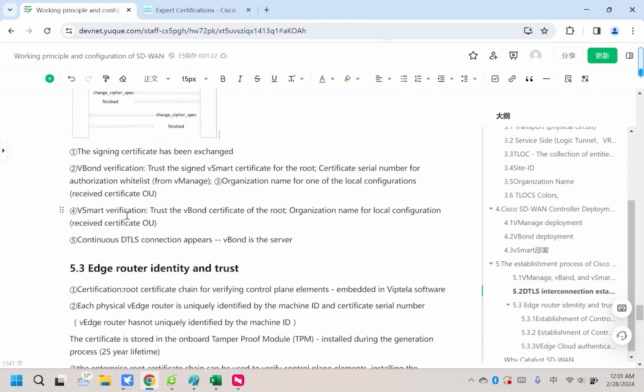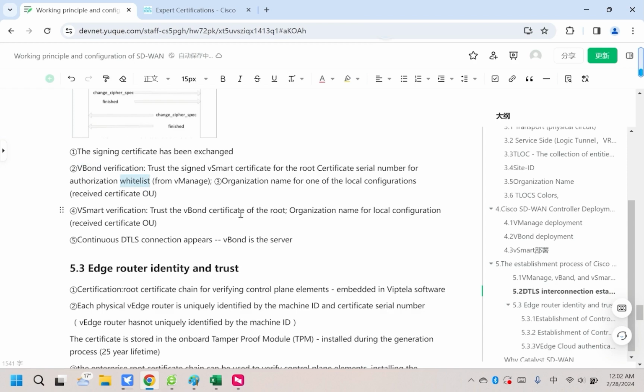Let's describe these 5 major steps. The first important step is mutual authentication through certificates. That's the first step. Verification by vbond. Verifying what? First, vbond verifies the root certificate. Second, it verifies the whitelist. Both of these things need to be verified.